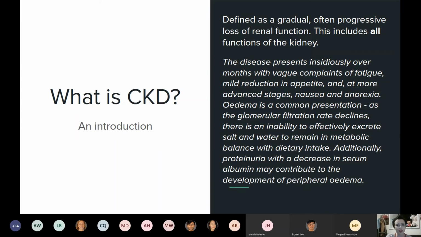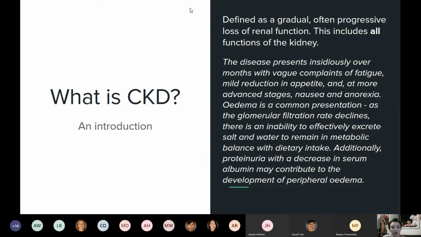So first of all, we'll have a look at what CKD looks like. As I've said, it's gradual, often progressive, and it's encompassing all of the kidney functions. Whereas with AKI, we were thinking more about your electrolyte imbalances, your urea, your creatinine. With your CKD, because it's longer term, you're going to get the influence of your reduced erythropoietin, your problems with processing vitamin D. You're getting those other functions coming in, and you can have a much more varied picture.